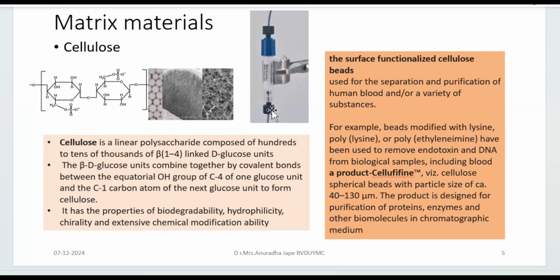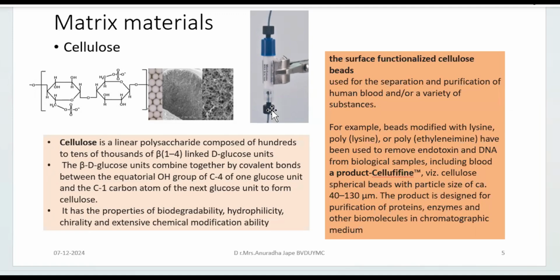So one example of a commercially available cellulose column matrix, it is a brand name, Cellufine. So here cellulose spherical beads are there and the particle size of the bead is 40 to 130 micron. So it is selectively prepared for separation of proteins and enzymes and biomolecules from their mixtures.